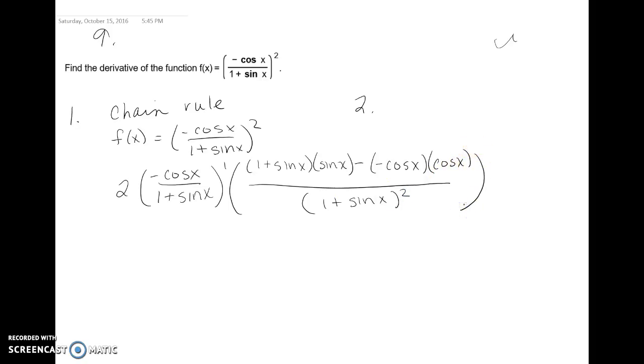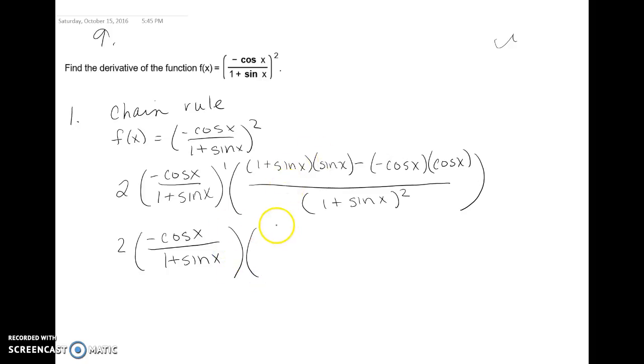Now, to simplify this just a little bit, and I mean, if you put this answer in on MathXL, I would totally count it as correct and give you the points, but just so you can kind of see how they got what they had. So we have 2 negative cosine of x over 1 plus sine of x.